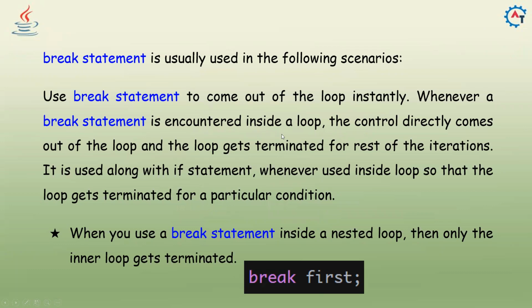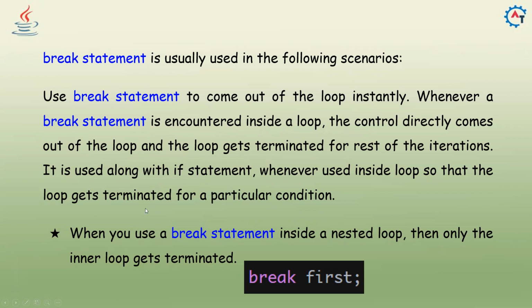Whenever a break statement is encountered inside a loop, the control directly comes out of the loop and the loop gets terminated for the rest of the iterations. The moment you see the break statement, it will not even execute the rest of the iterations. It will directly come out of the loop. If it is used along with an if statement inside a loop, the loop gets terminated for a particular condition. When you use a break statement inside a nested loop, then only the inner loop gets terminated. All these things we already saw with an example in our previous video.